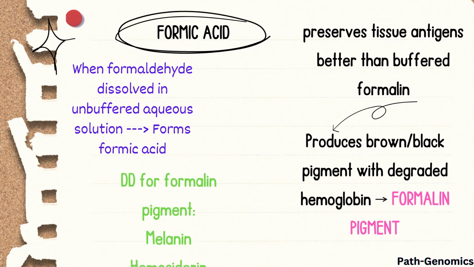When formaldehyde is dissolved in unbuffered aqueous solution, it forms formic acid. Formic acid preserves tissue antigens better than buffered formalin, but produces a brown-black pigment with degraded hemoglobin, called the formalin pigment. Differential diagnoses for formalin pigment are melanin and hemosiderin.